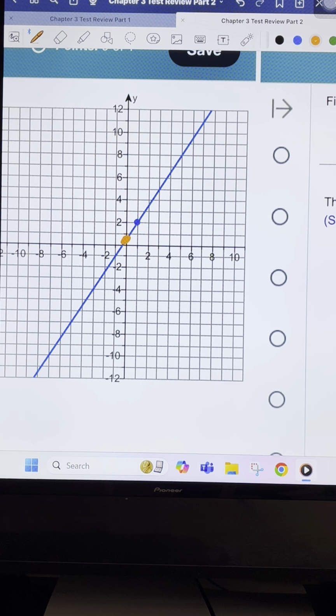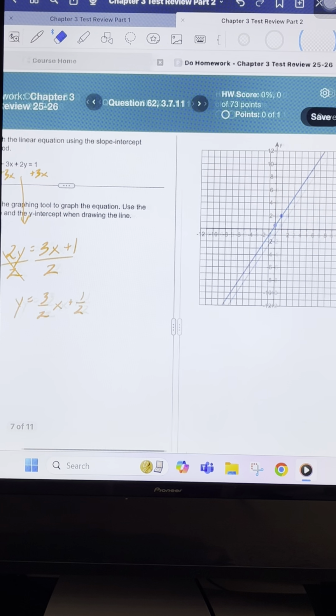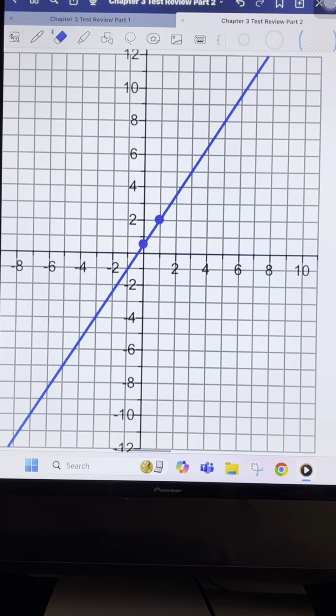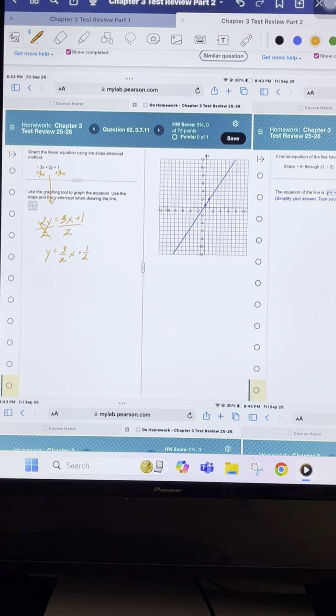Up 3 to the right. Well, let me make this a little bit smaller. 1, 2, 3, 1, 2, right here. It does look a little weird because they plotted 2 points like that, but the way that they did it is that they plugged in 1 for x. So that's why it came out so weird.